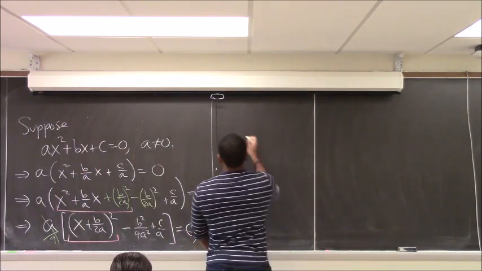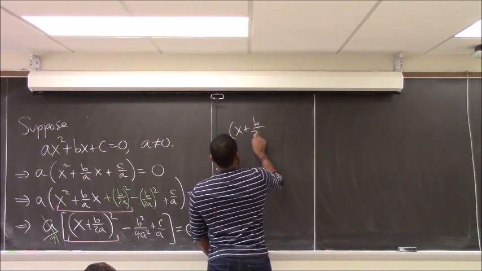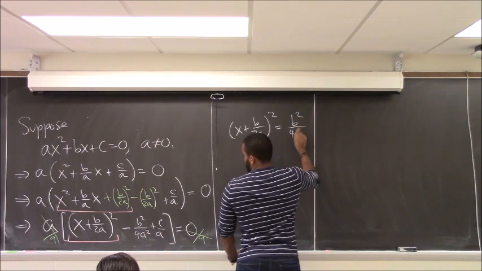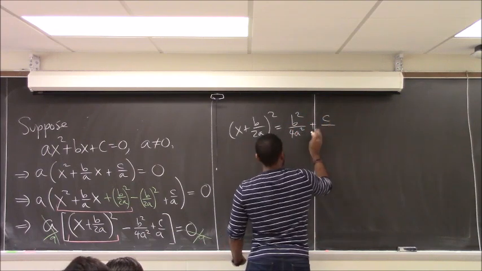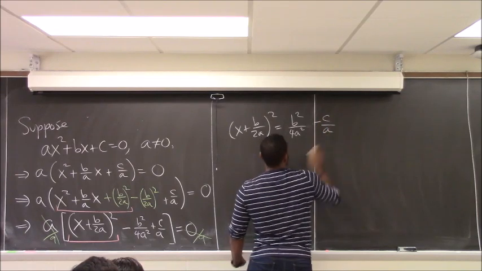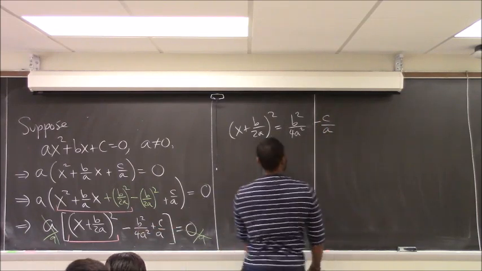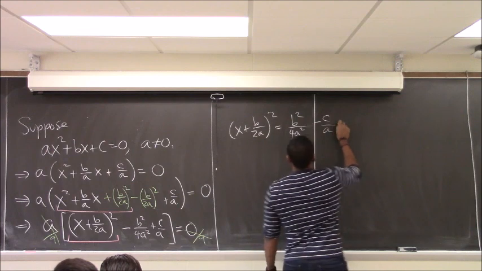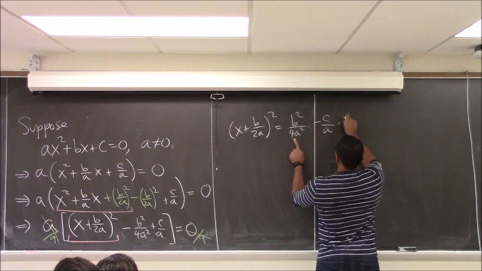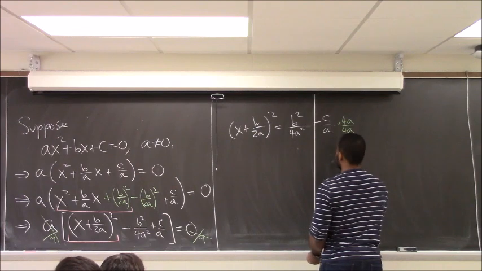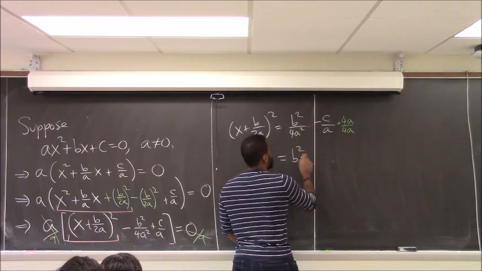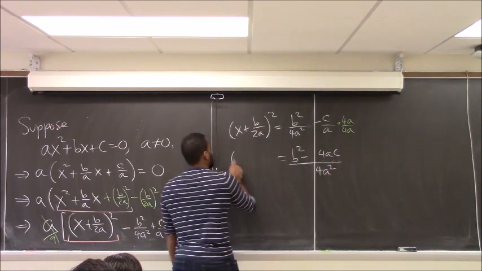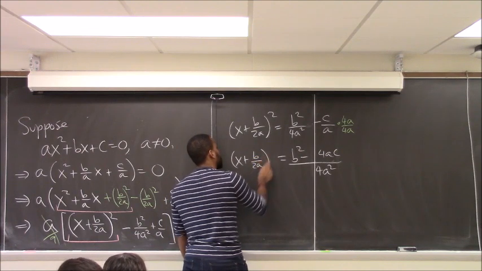So what I end up having is that x plus b over 2a, squared, is going to be equal to b squared over 4a squared plus c over a, minus c over a by just moving this to the other side. I can create a common denominator here, so let's do that. What's missing from here is a 4 and an a. So what we have now is b squared minus 4ac all over 4a squared. This is equal to x plus this, squared.